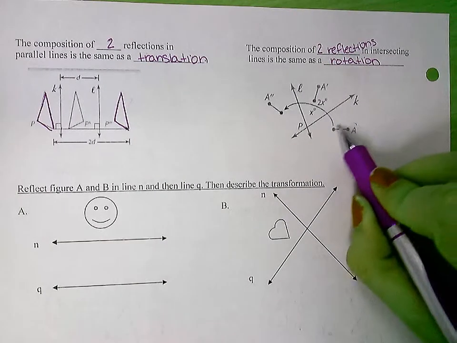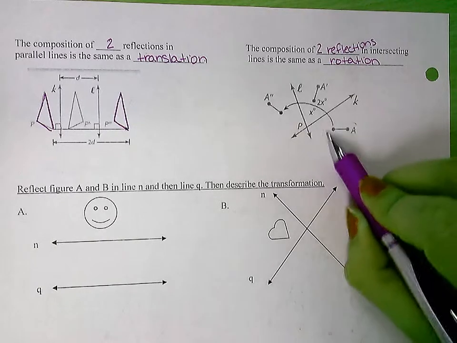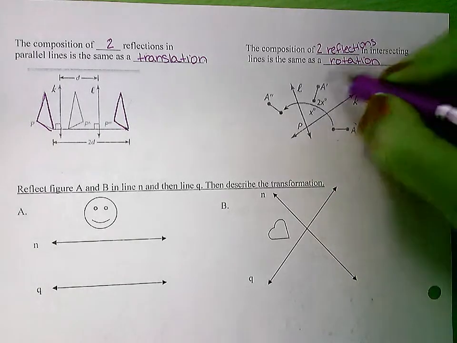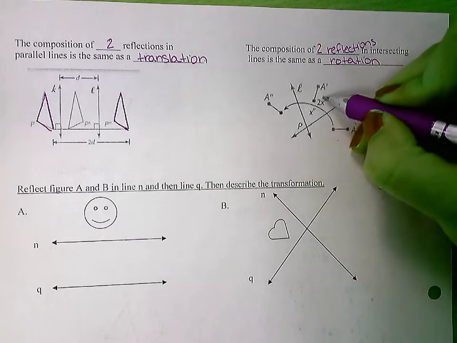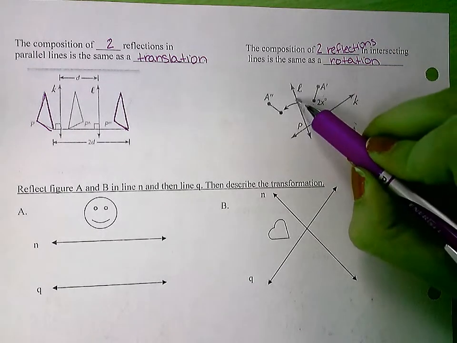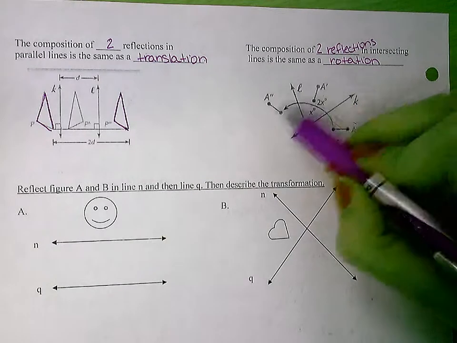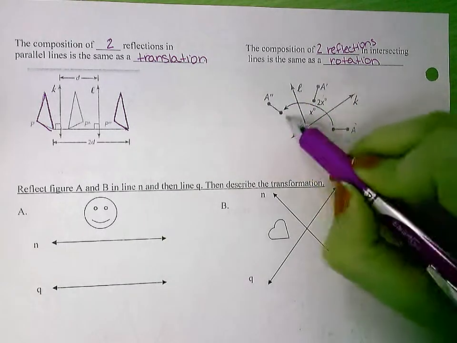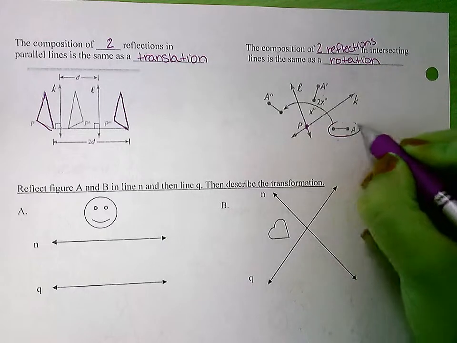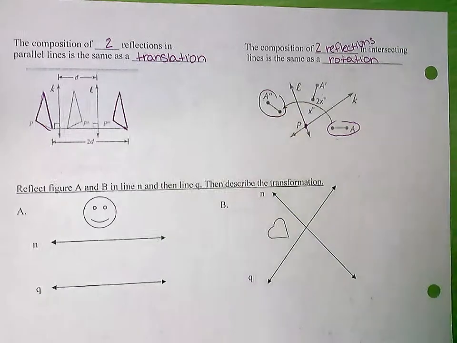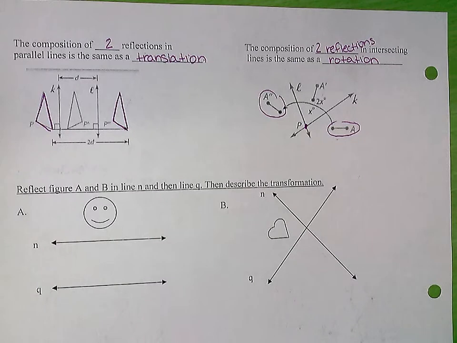So from our original, that one's right here, segment A, reflecting over line K to get A prime up here. Okay, once it reflects again over line L, which intersects line K at this point, you get your final image right here. And if I go from A to A double prime, it does look like it rotated around that intersection point of those lines. Okay, so two reflections in intersecting lines is a rotation.